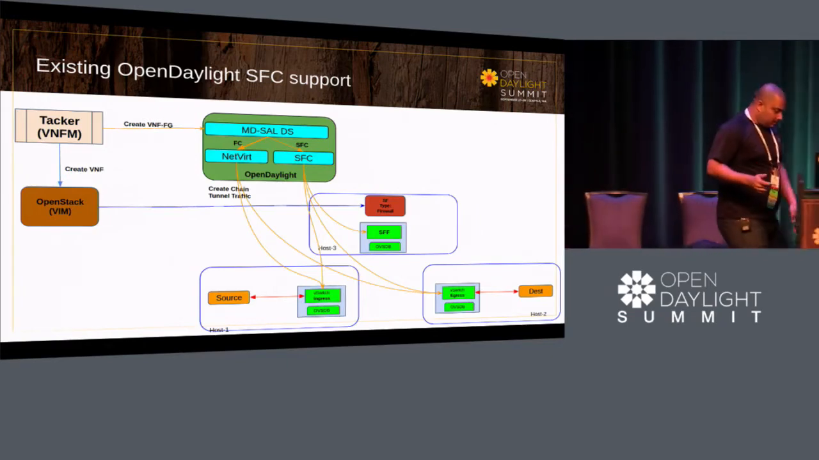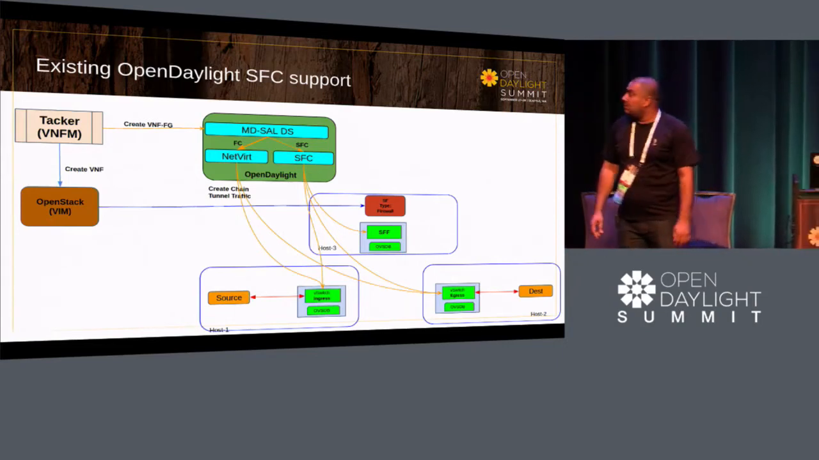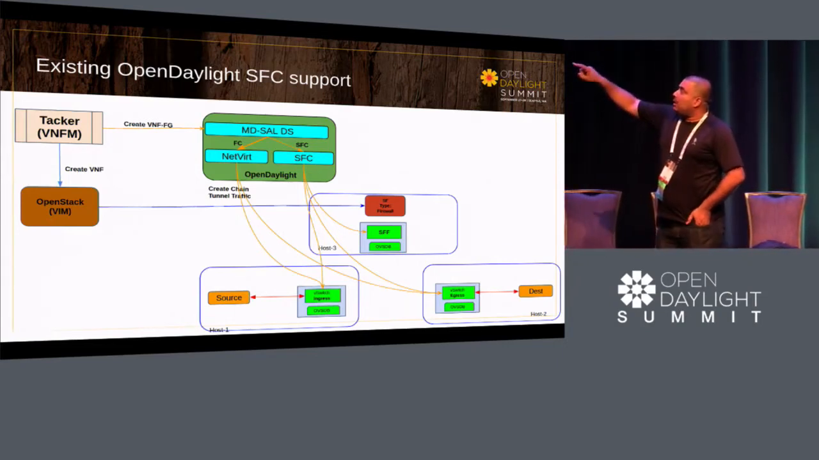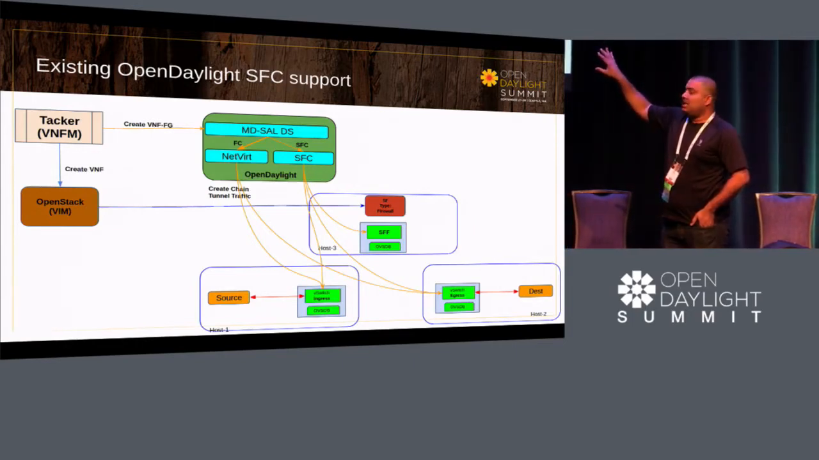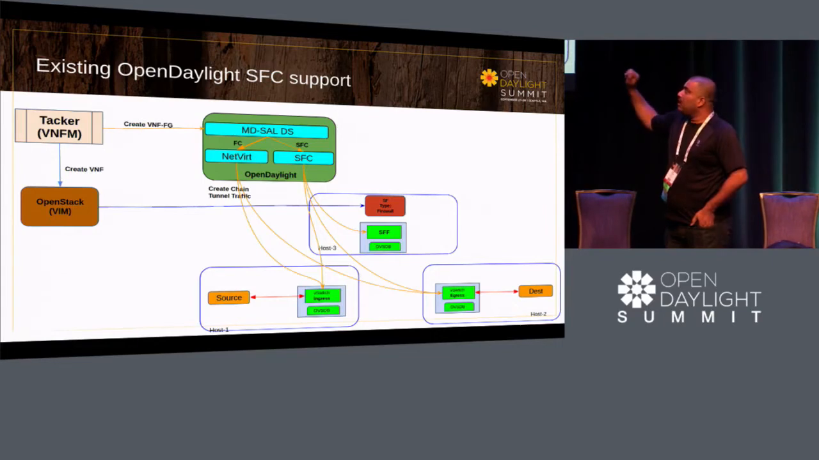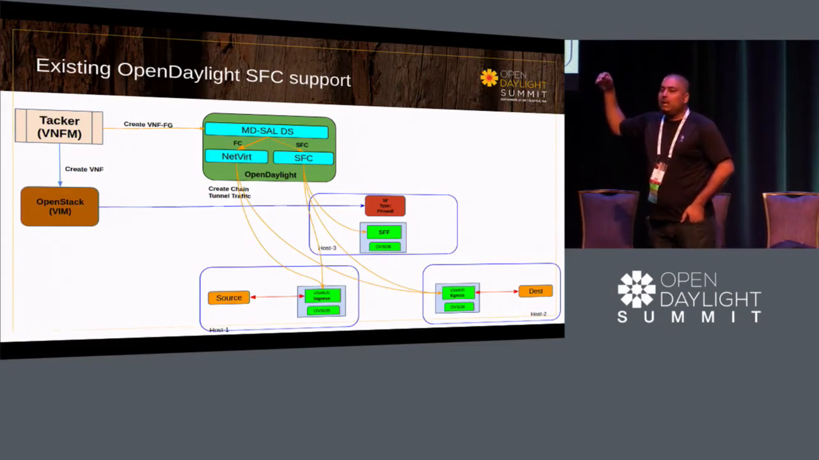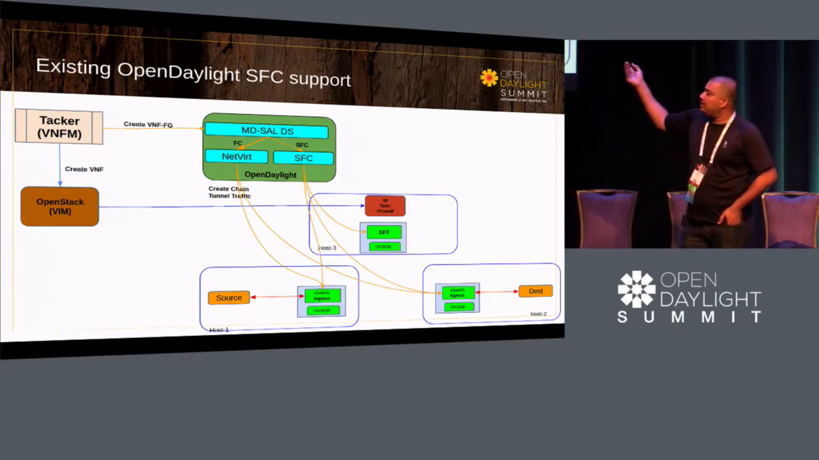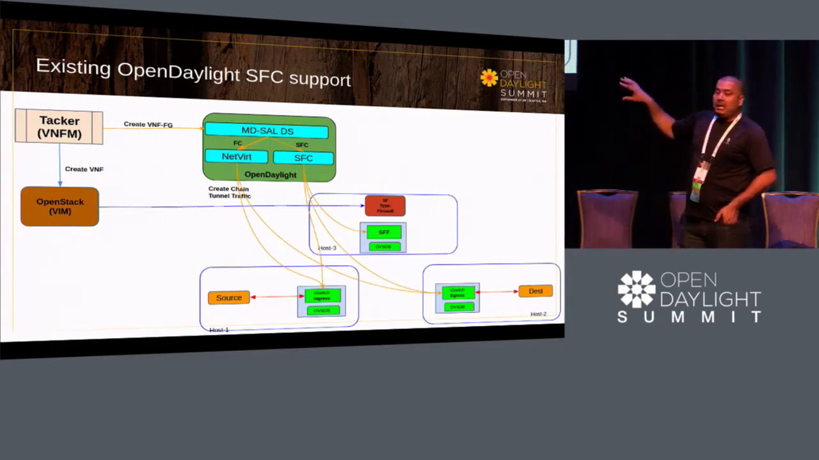Tacker sends a request to the MD-SAL data store, which is listened to by SFC, and SFC eventually creates a chain for you. Then it will also write a flow classifier. That flow classifier goes to the NetVirt project. Here, for example, I'm using NetVirt, but it can be any classifier for that matter; GBP can also be used here. The flow classifier request goes to NetVirt, and NetVirt puts classifier rules on the switches. So this is how the current integration works.